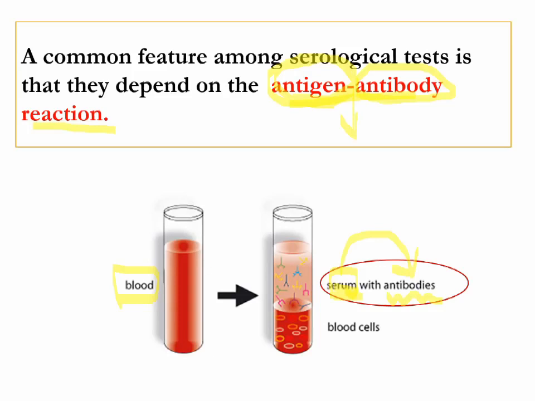So to test for the presence or absence of the antibodies in the serum, what do you have to add? You have to add your antigen. So you add antigen to the serum, which is suspected to contain antibodies, and if the antibodies are present, antigen-antibody interaction will happen, and if the antibodies are not present, no interaction will occur.